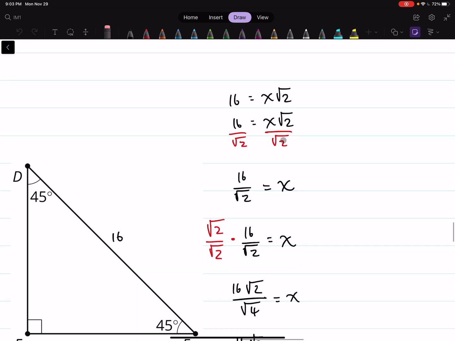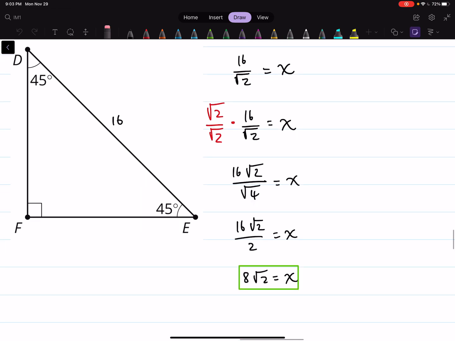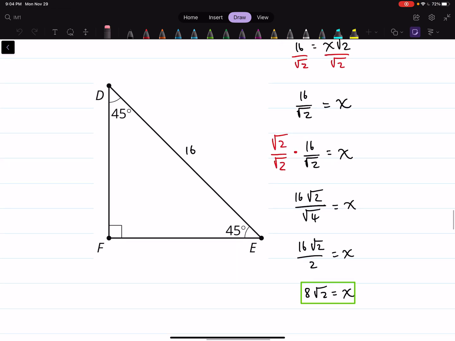Once again, I divided the square root on both sides, and then 16 over square root of 2, multiply square root of 2 over square root of 2 for the numerator and denominator. Square root of 2 times square root of 2 is square root of 4, and 16 times square root of 2 is 16 square root of 2, and then square root of 4 is just 2. 16 divided by 2 is 8, and we got 8 square root of 2 as the answer for the leg. So this is 8 square root of 2, and this would be 8 square root of 2. The reason why I didn't write that is because I didn't want you guys to see the answer right away.